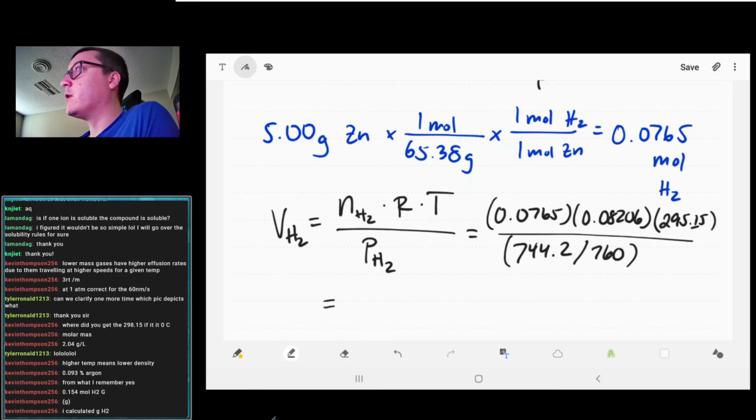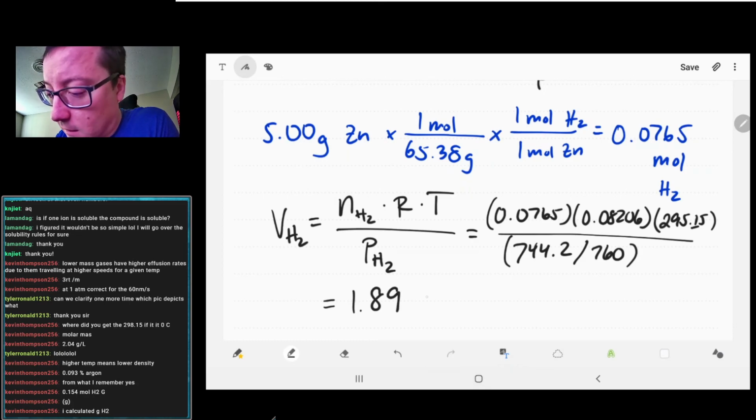Already. So, oh wait, did I? Hold on. I forgot to put a parenthesis in there. Okay, so doing this, I get 1.89 liters of our hydrogen gas. That's going to come out at this particular temperature, at this particular collecting over water idea.